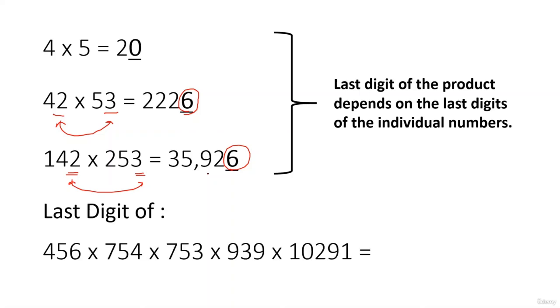Find the last digit of 456 into 754 into 753 into 939 into 10291. अभी हमने क्या सीखा है? It is nothing but the product of the units digits. Okay, if you multiply, you'll get 8. Let's check. 6 into 4 will get 24. Units place is 4. Okay, then again 4 into 3 multiply करेंगे तो units place क्या होगा? 2 होगा guys. 2 into 9, the units place is basically 8. 2 9 से 18 होता है. And 8 into 1, the units place will be 8 itself, right? So the answer is 8.